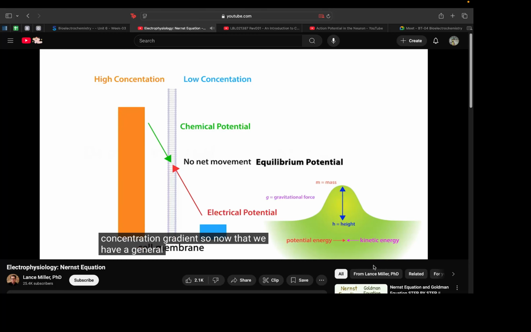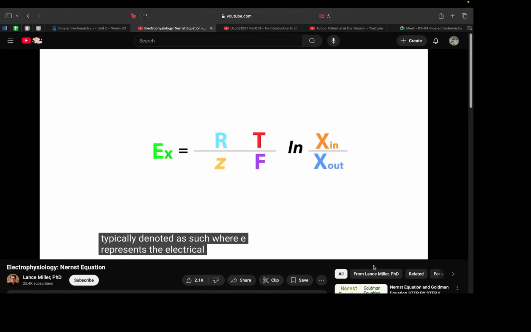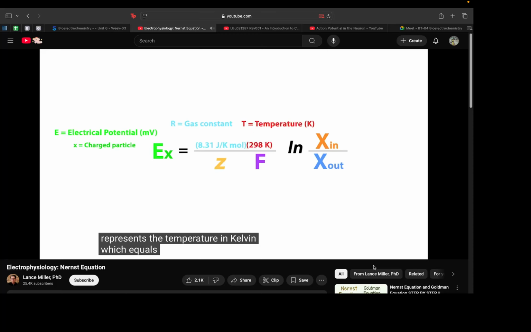So now that we have a general sense of what the Nernst equation represents, let's describe it in greater detail. The Nernst equation is typically denoted as such, where E represents the electrical potential given in millivolts, and X represents the identity of the charged molecule. R represents the gas constant, which equals 8.31 joules per Kelvin per mole. T represents the temperature in Kelvin, which equals 298 Kelvin at 25 degrees Celsius. Z represents the valence of the charged particle. For example, sodium and potassium ions carry a valence of +1, chloride and bicarbonate ions a valence of -1, and calcium ions a valence of +2.